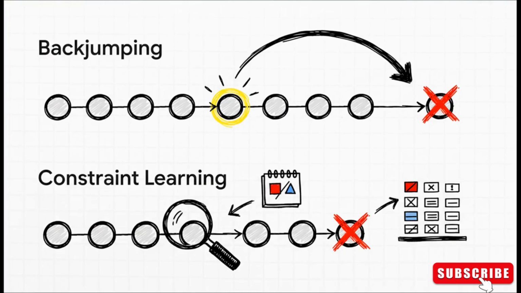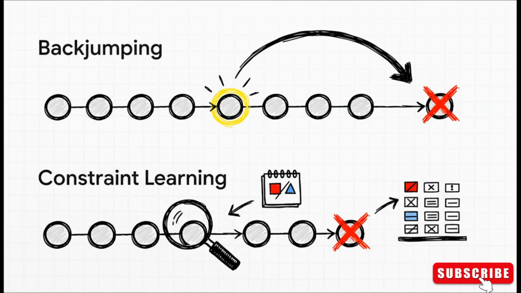You see, normal backtracking is kind of dumb. When it fails, it just takes one step back. But what if the mistake was made 10 steps ago? Back jumping is way smarter. It figures out the real source of the problem and jumps all the way back to that specific decision, skipping all the useless stuff in between.